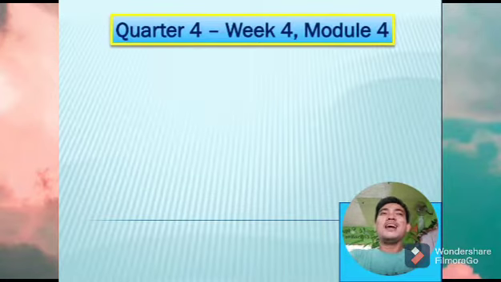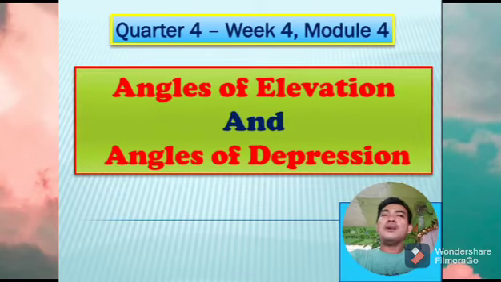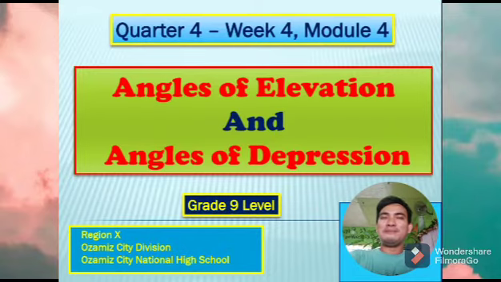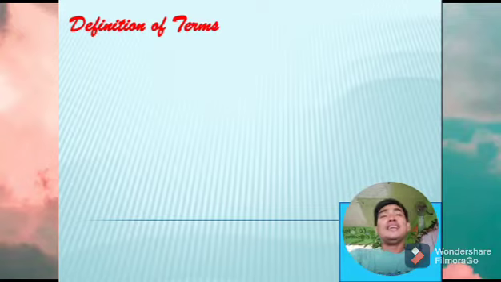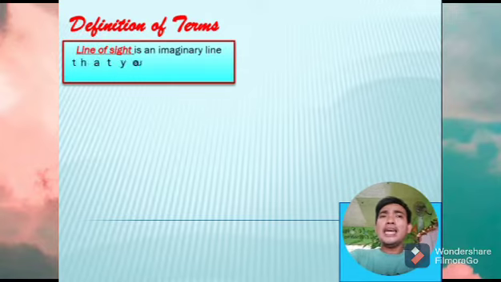That's why today, we will be discussing Quarter 4, Week 4, Module 4 that talks about angles of elevation and angles of depression. This is gonna be for the grade 9 level. Alright, so let's now proceed. Let us unlock first the different terms. Definition of terms. Line of sight.